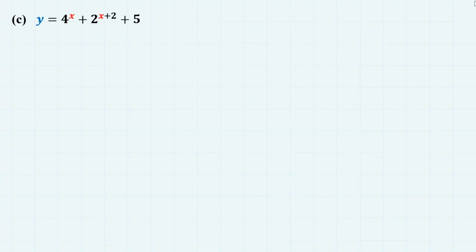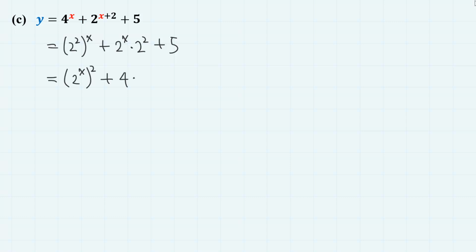For the third problem, let us manipulate the given expression a bit. This 4 to the power of x can be written as 2 squared to the power of x, and this 2 to the power of x plus 2 can be written as 2 to the power of x times 2 squared, and this 2 squared to the power of x can be also written as (2 to the power of x) squared, and for the next term we can write 4 times 2 to the power of x. So now we have the common part 2 to the power of x.